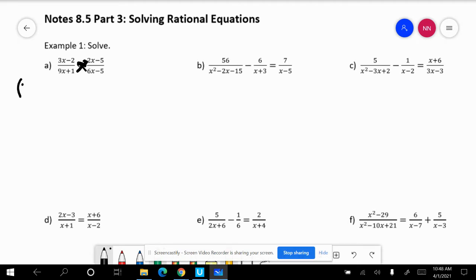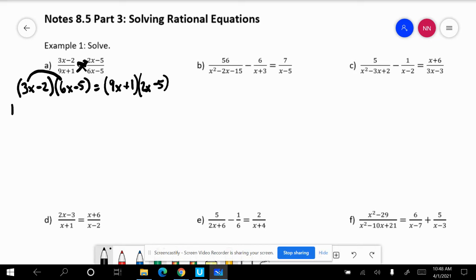We're going to take the 3x minus 2 and the 6x minus 5. Then we're going to multiply the 9x plus 1 and the 2x minus 5. Because these are binomials, we're going to FOIL them.